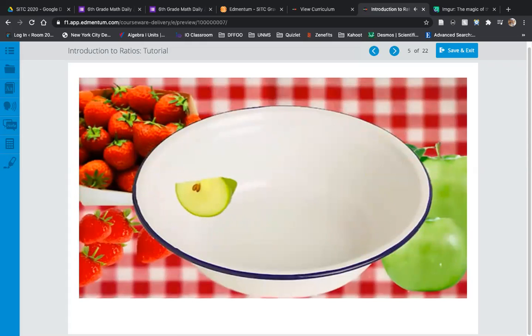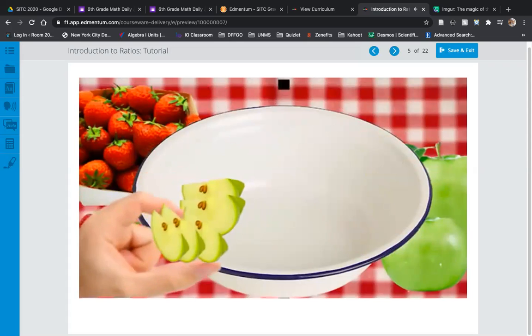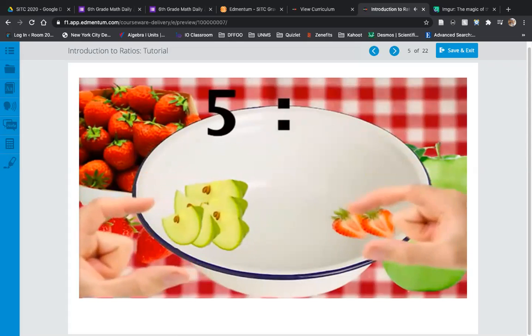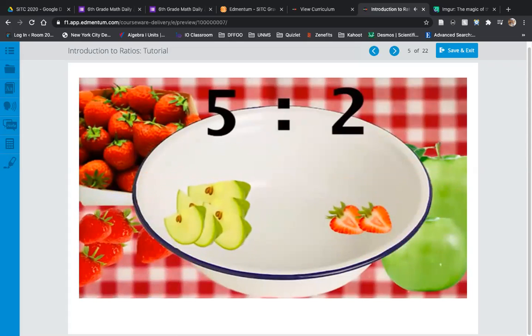The numbers in a ratio in the right order is important. 2 to 5 is a very different ratio than 5 to 2. As you can see, this would be a different kind of salad with the 5 to 2 ratio of apples to strawberries. There'd be more slices of apple than strawberry.